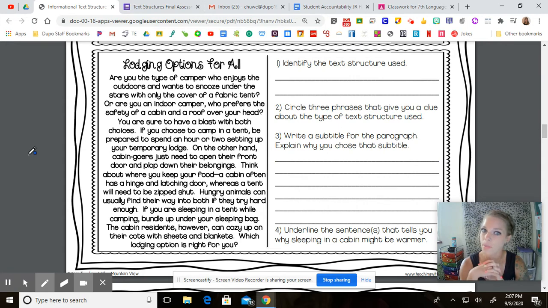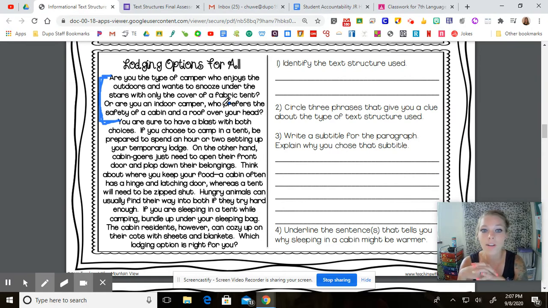Are you the type of camper who enjoys the outdoors and wants to snooze under the stars with only the cover of a fabric tent? Are you? I think I would prefer a camper. Or are you an indoor camper who prefers the safety of a cabin and a roof over your head? That's me. That's me for sure. So right now they're asking us a question. They want to get you thinking a little bit before you're reading. So do you prefer sleeping in a tent? Do you prefer sleeping with something over your head? What is your preference? You are going to have a blast with both choices.